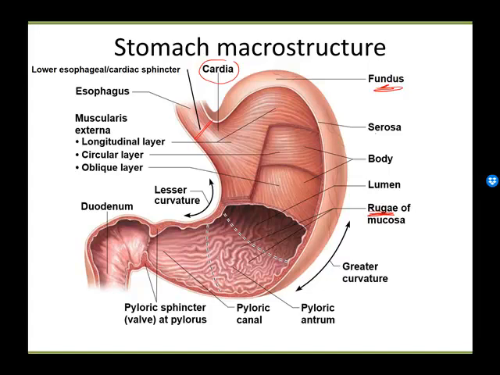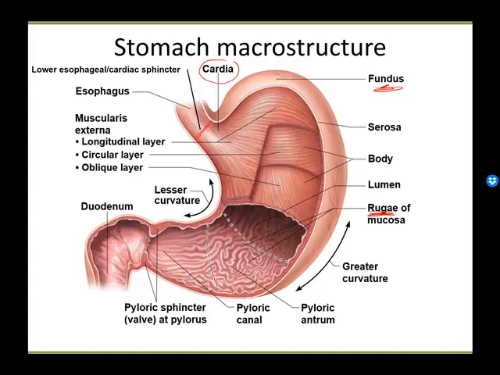Anyway, rugae. These are folds of the inside of the stomach. They help to increase surface area of the stomach, and they help the stomach to expand and collapse when necessary. Because when your stomach is empty, it doesn't occupy much space at all. But when it's full, it'll occupy a huge amount of space. So these rugae allow it to collapse on itself when you're not eating.